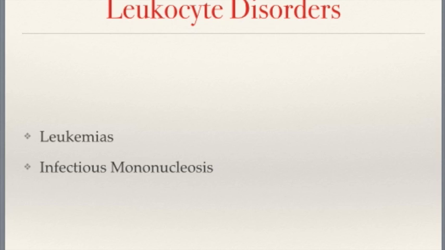Two leukocyte disorders. I can't remember if we talked about these in class or not, so I don't think I'll go into it too much. Let's see if there's anything I want you to know. No, it's okay. It's on page 645 if you're just curious. I think mono is kind of interesting if you read the section on infectious mononucleosis, as well as leukemias.